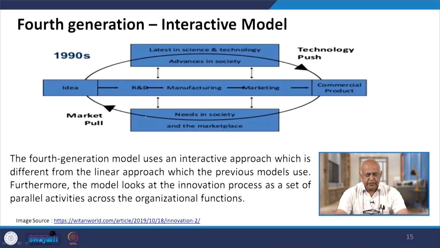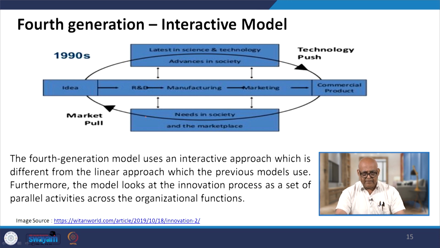So, the fourth generation interactive model, we will talk about from the 1990s onwards, and here it is the latest science and technology. I would also like to remind you why there was a boost in this particular interactive model: it was a time in India when LPG, liberalization, privatization and globalization, were making this technology push. So, these ideas were converted into commercial products, which meet the needs in society and the marketplace, giving you these advances in society.